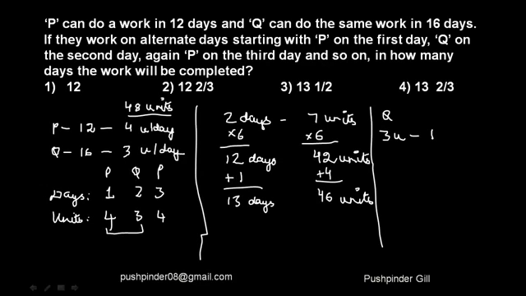So how many units do we require? We need to finish 48 units and we have already finished 46 units. We just require 2 units, which will take, if you apply the unitary method, 2 by 3 days, right? Which is going to take just 2 by 3 days. So our answer comes out to be 13 days here and 2 by 3 days here. So our answer is equal to 13 2 by 3 days.